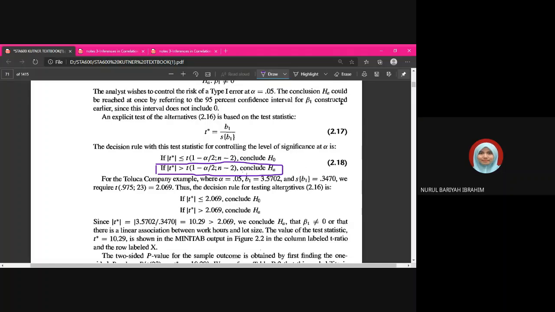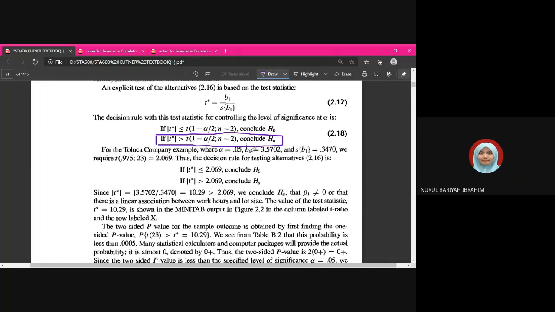Okay, for this example, the slope is 3.5703 and the standard deviation of the slope is 0.347.